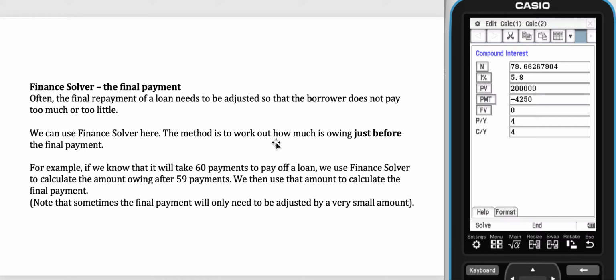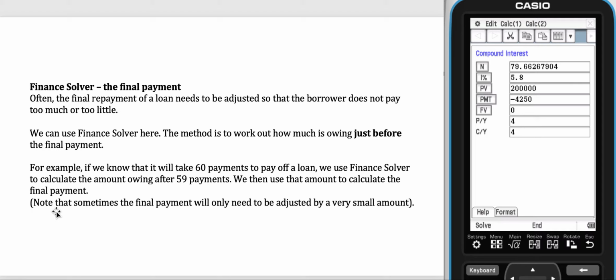So the method is to work out how much is owing just before the final payment, so basically after the second last payment, how much is still owing. And then we calculate what the last payment is going to equal. For example, if we know that it's going to take 60 payments to pay off a loan, then our first step in finding the last payment would be to figure out what's still owing after 59 payments and then calculate that last one.